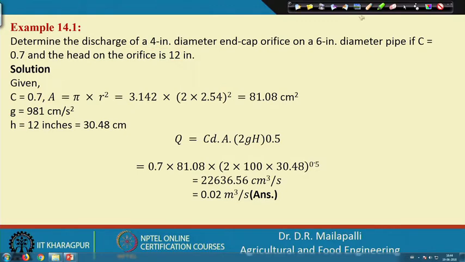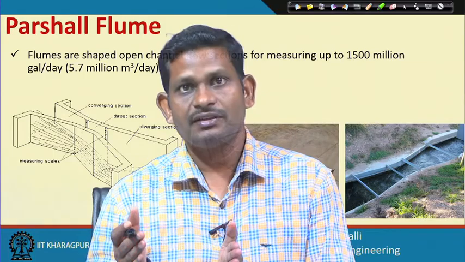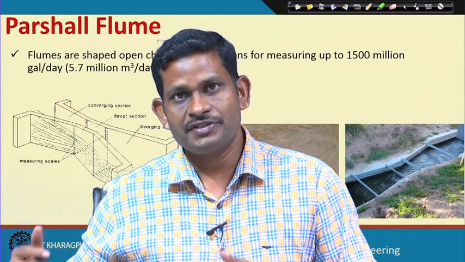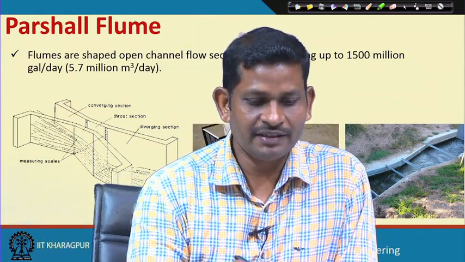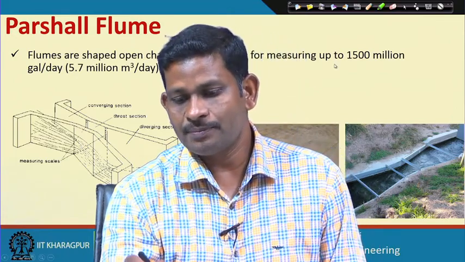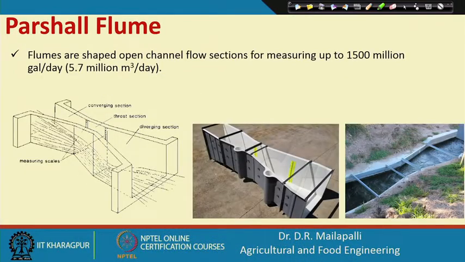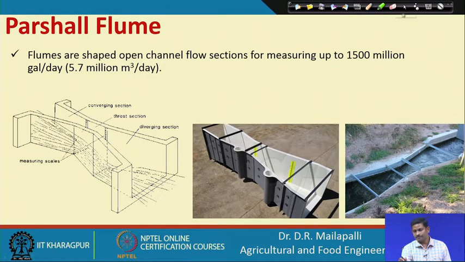The next is the Parshall flume. Basically the whole water channel is converged, then channeled, and then diverged. These three actions take place in the Parshall flume. It can measure up to 1500 million gallons per day, which is around 5.7 million meter cube per day.